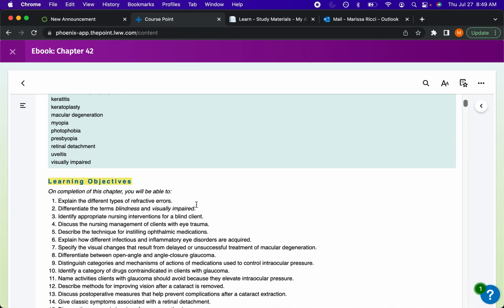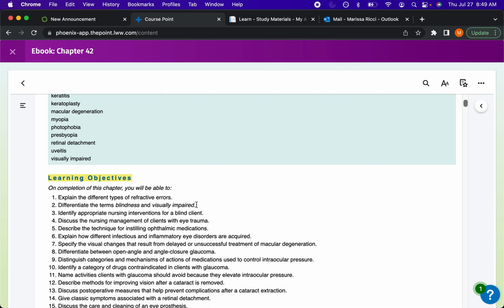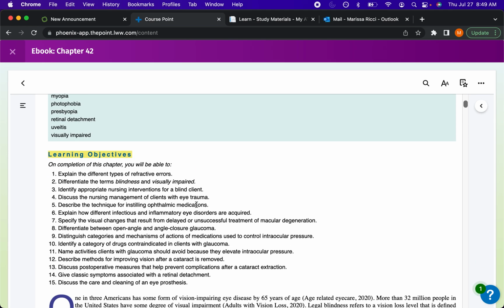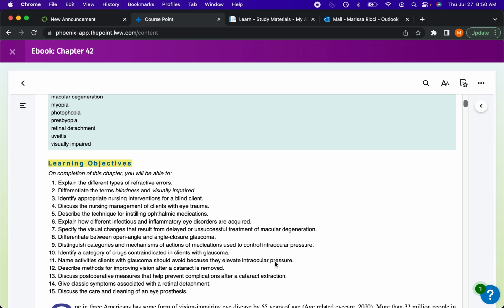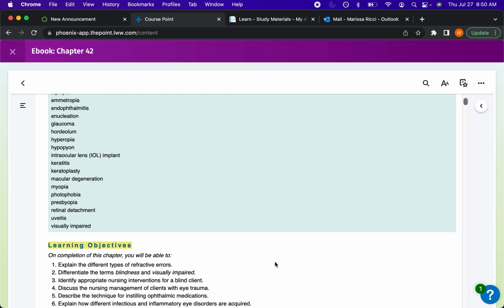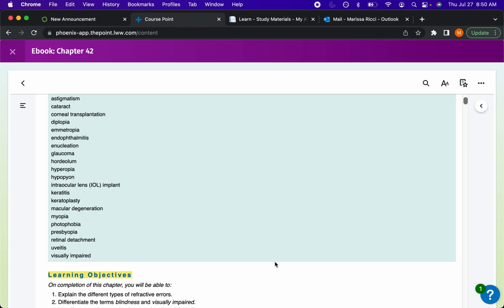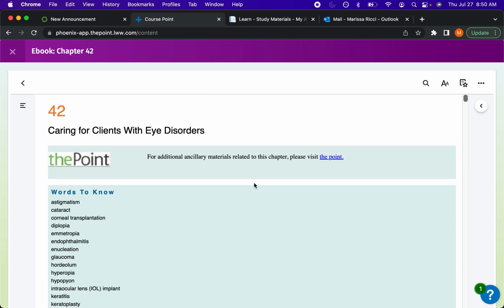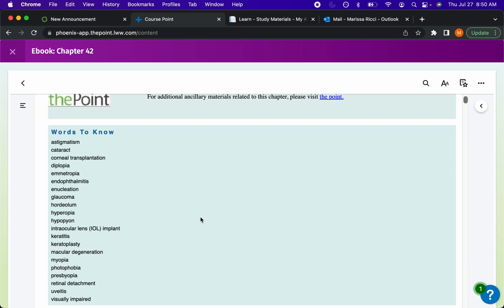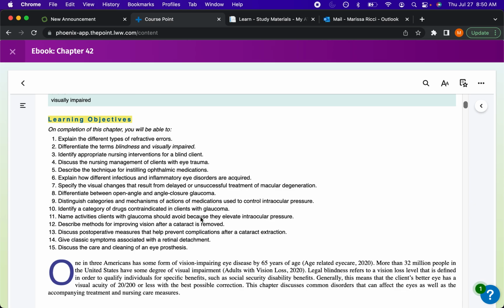Alright, so this is chapter 42. As I mentioned in your announcement, for 41 you guys can just go over and get the overview of the eyes and ears, pretty much like the nervous system. So here we're going to go more into disorders. This is caring for clients with eye disorders, and then we'll get into ear disorders.